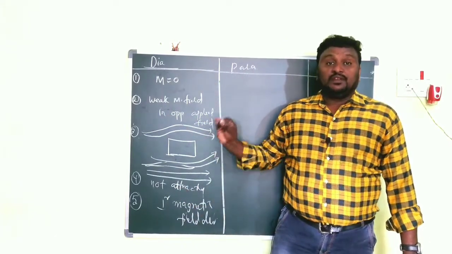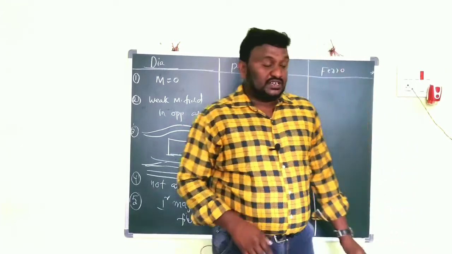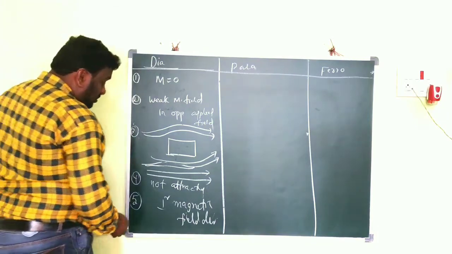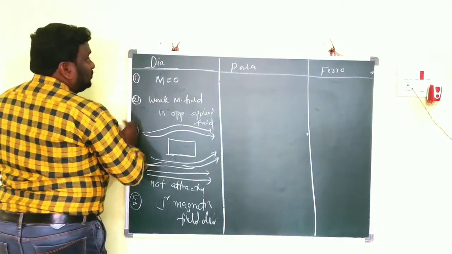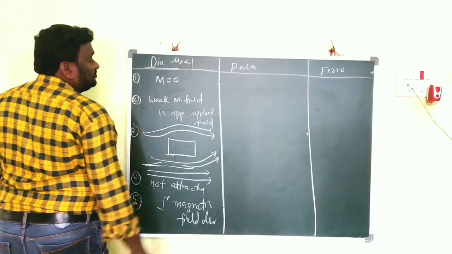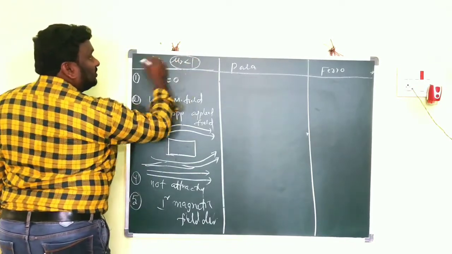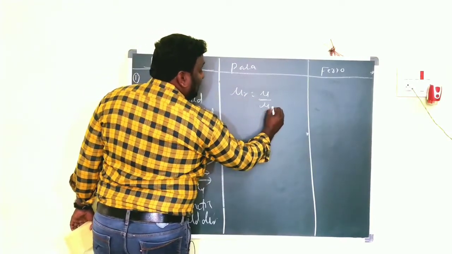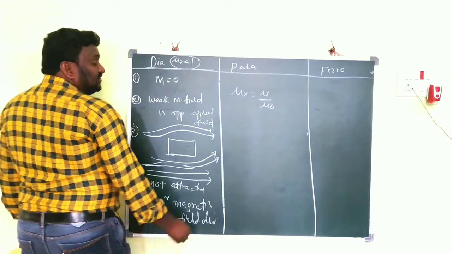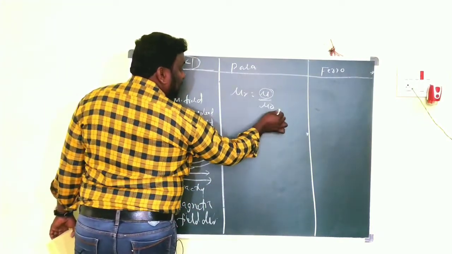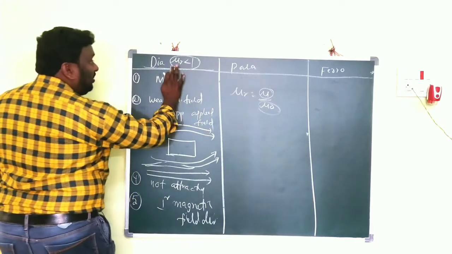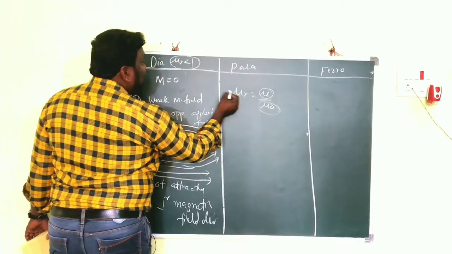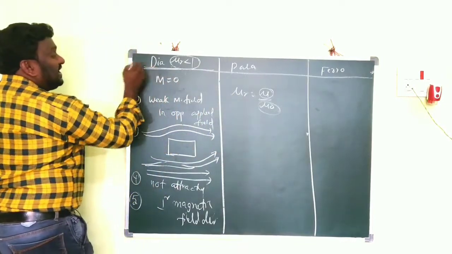Diamagnetic substance main properties. After that children, from the examination point of view, for this mu r value is less than 1. Here what is mu r? Mu r is nothing but mu by mu naught, relative permeability, the ratio of permeability in the medium to the permeability in free space. That is what we call relative permeability. So that value is less than 1 for diamagnetic substance.